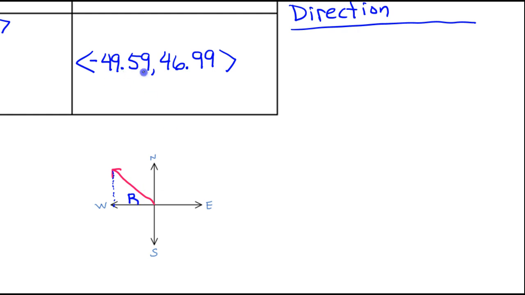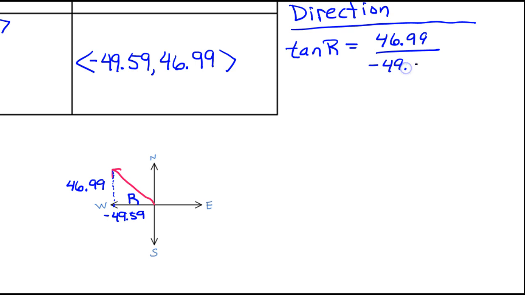Because this first number represents the horizontal component, I'm going to put the negative 49.59 here. This is the vertical component, so 46.99 goes here. We can find the reference angle using tangent. Tangent of r will equal 46.99 over negative 49.59. I am going to ignore the negative sign though, because all I really care about is the positive size of this reference angle.